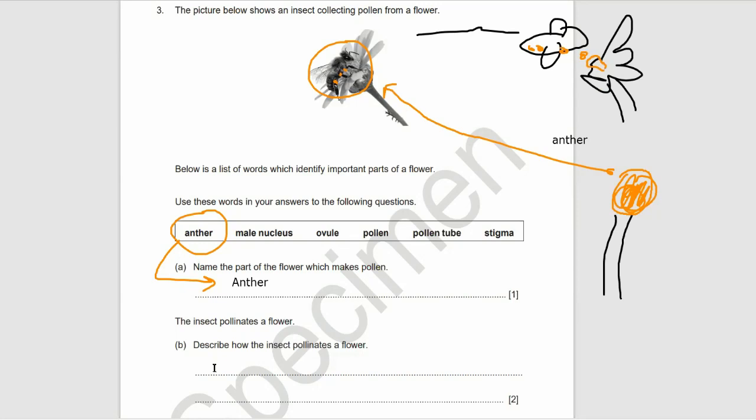So when we describe pollination here, an insect pollinates a flower, describe how, we're really describing pollination. So what we want to say is, keep it simple. Pollen is transferred from an anther to another flower's stigma. And the stigma is the female part of the flower that receives the pollen. And essentially, that is pollination. Transfer of pollen from an anther to stigma.